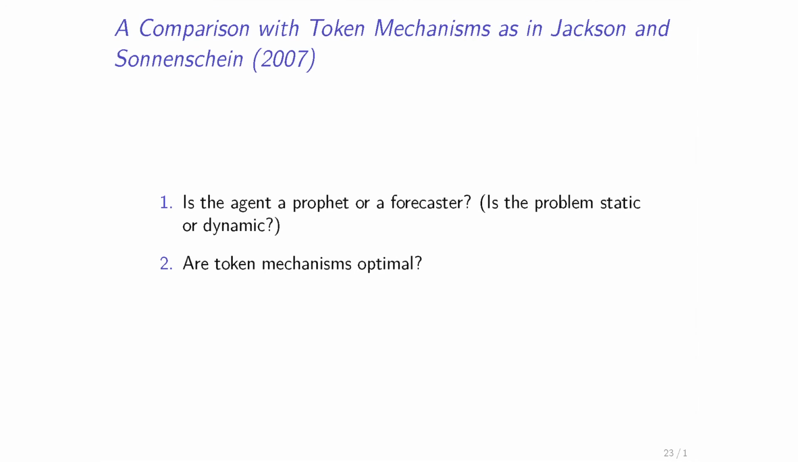Okay. Now, we have two questions. The first question is, are the token mechanisms optimal in these two environments? The second question, if the answer is no, what's the performance of the optimal mechanism in these two environments? Okay. So now let's look at the first question. Are the token mechanisms optimal in these two environments?